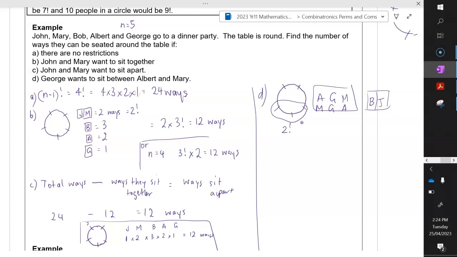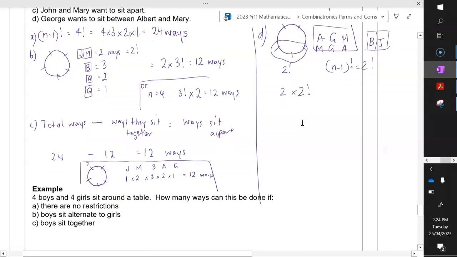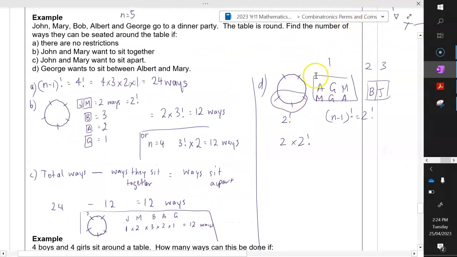So then we're going to think of it as, well, we've actually got 3 groups within there now, haven't we? We've got 1, we've got 2, and we've got 3. So how many ways can we then arrange those 3 groups around the table? Well, it's going to be n minus 1 factorial ways. So that's going to be 2 factorial ways. So all up, we've got 2 ways to group George between Albert and Mary, and then we've got 2 factorial ways in which the whole bundle of them, or the 3 groups, can sit around there, which is 4. And that's our answer for that one.